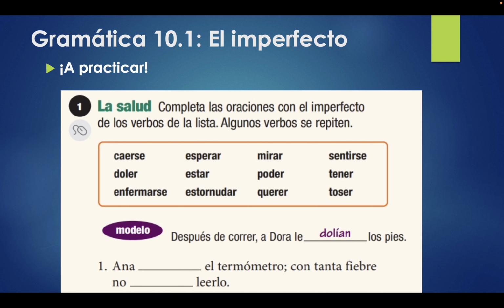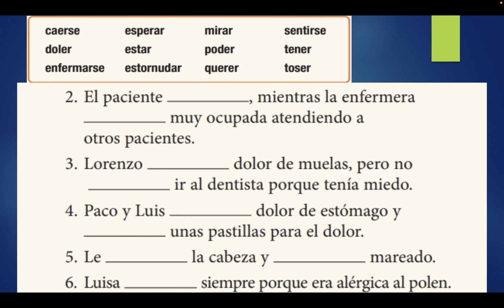So she was looking. We're going to take this verb mirar, was or were. We know we're using the imperfect. So we chop off our AR in mirar, and we say that Ana miraba el termómetro. She was looking at the thermometer. But with so much fever, she wasn't able, she couldn't read it. So we take poder, she wasn't able, and we say that no podía leerlo. She wasn't able to read it. Okay, let's try another one.